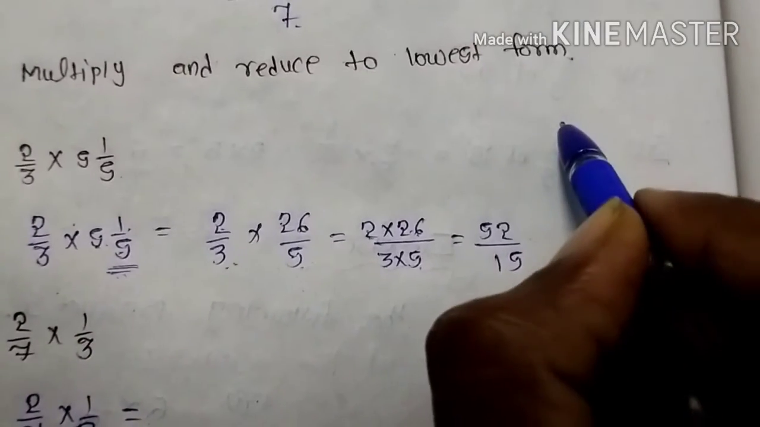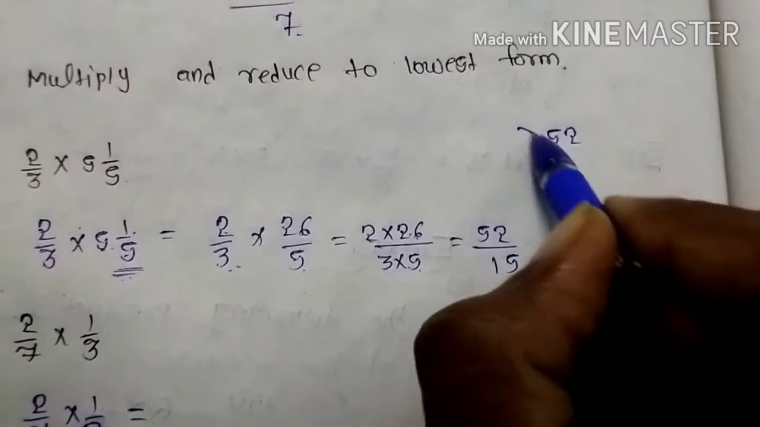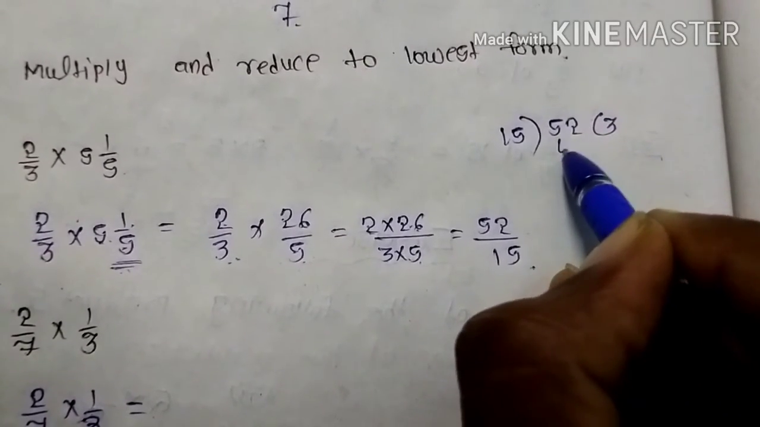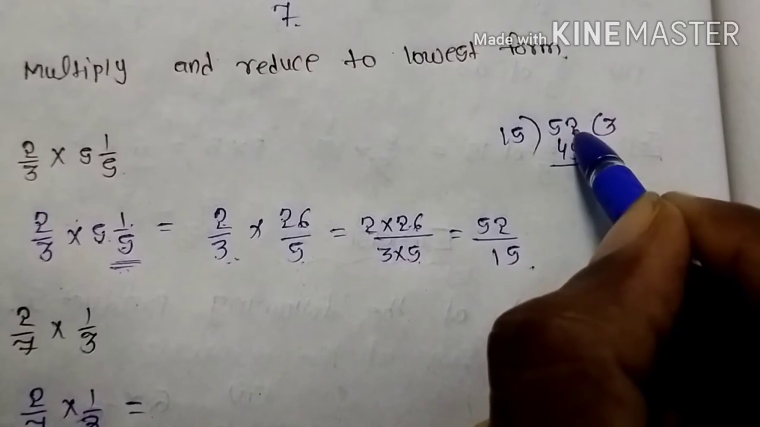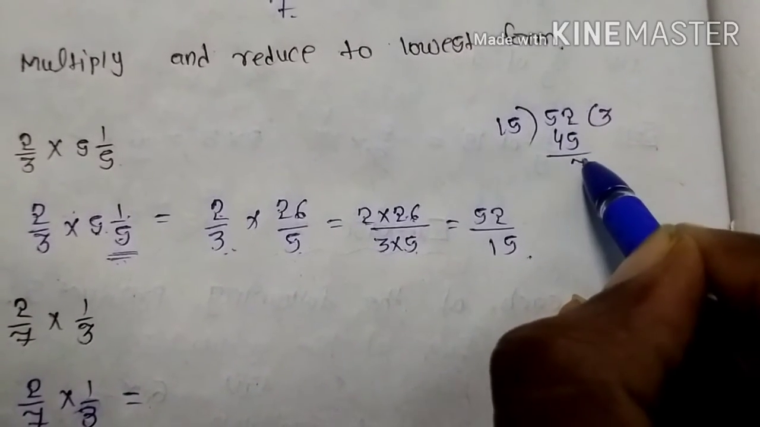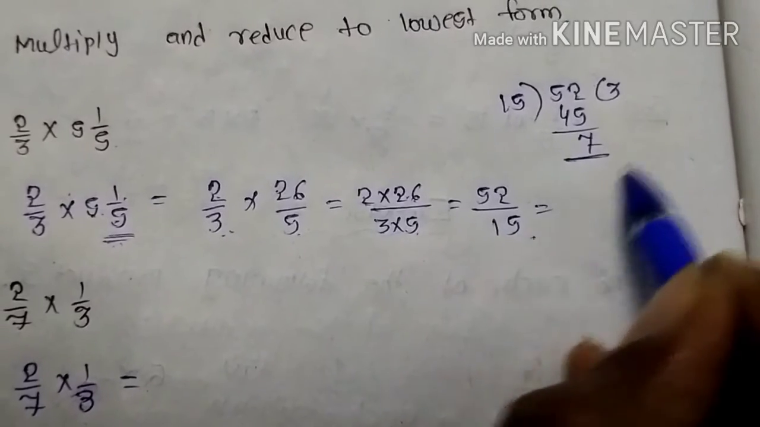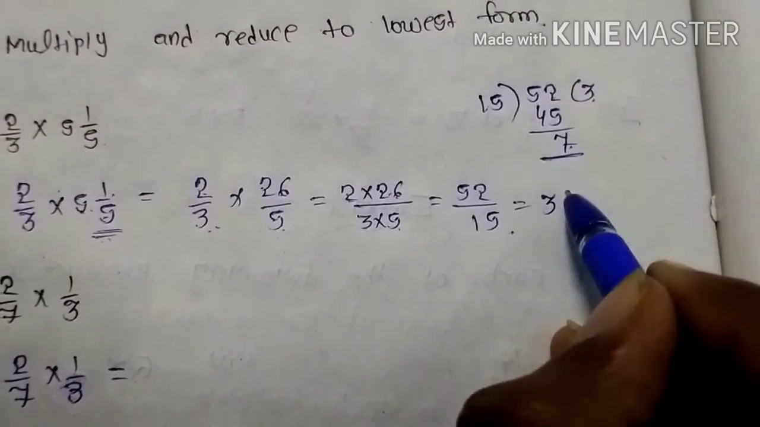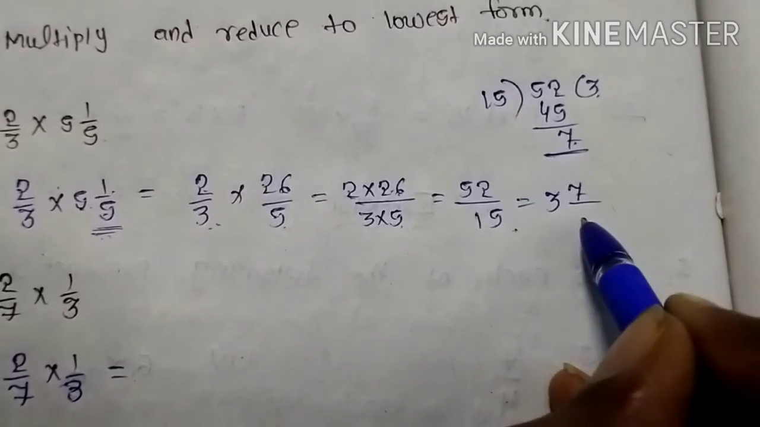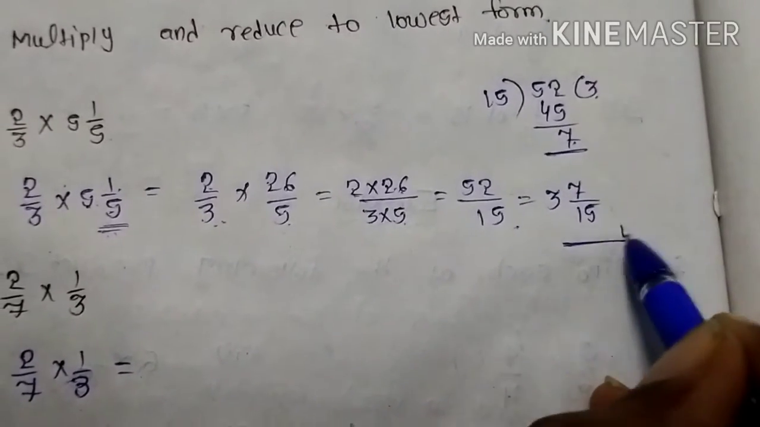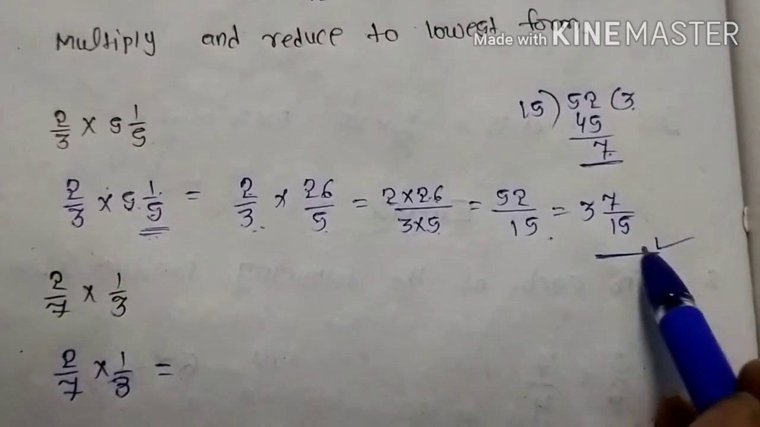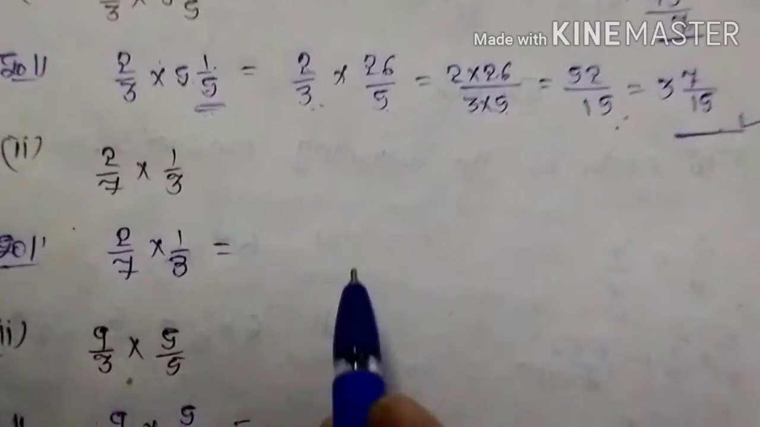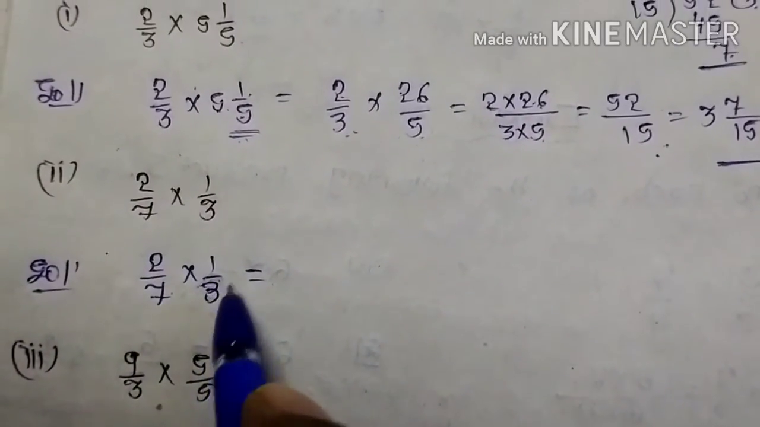How can you convert? Just see here, 52 divided by 15. 15 3s are how much? 45. Yes or no? 45. Remainder is how much? 52 minus 45 is 7 only. So you can write here 3 as the integral part, and the remainder 7 by 15. We need to convert up to the lowest form. This is the lowest and simplified form. Yes or no?